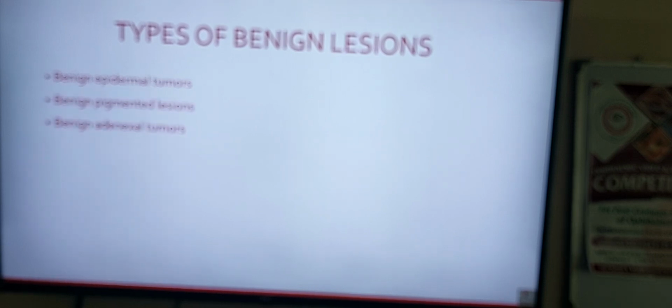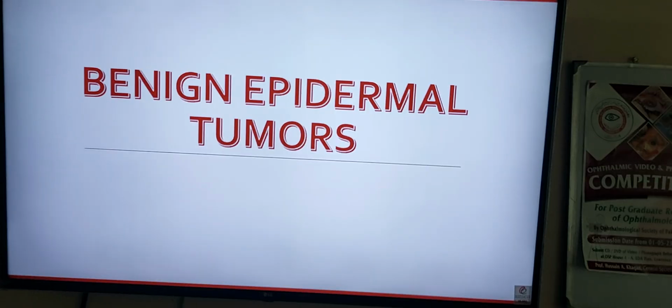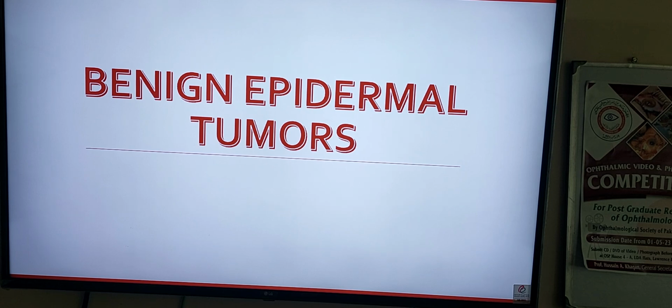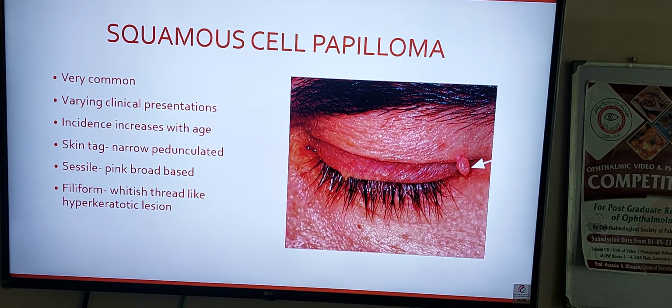So starting with the presentation, we categorize the lesions into different types. They are divided into benign epidermal tumors, benign pigmented lesions, benign adnexal tumors, and finally we have the miscellaneous benign tumors. Starting with the benign epidermal tumors, this involves the squamous cell papilloma, seborrheic keratosis, and actinic keratosis.